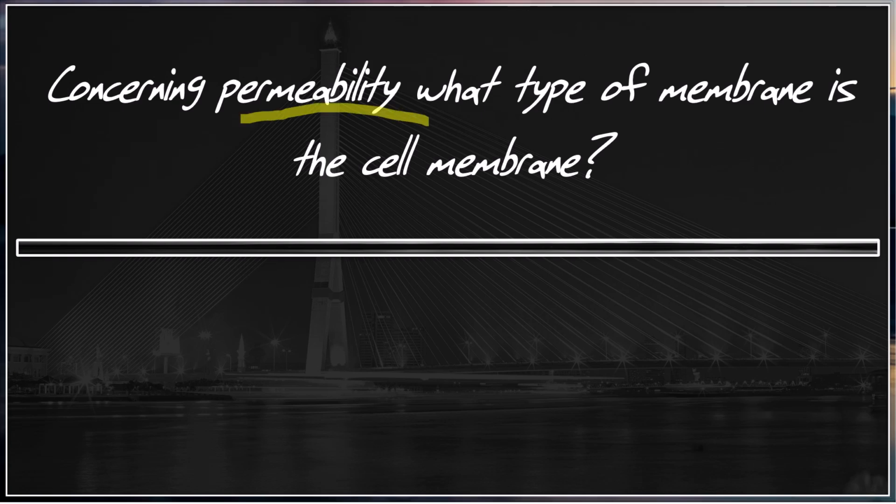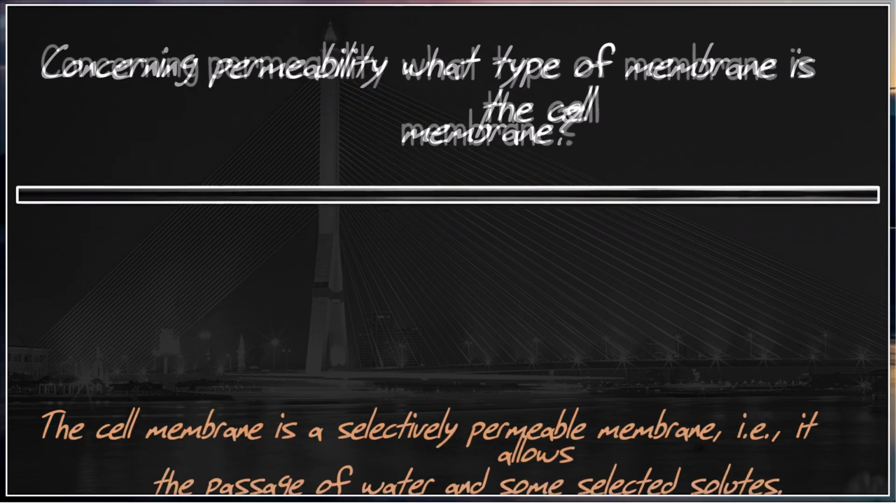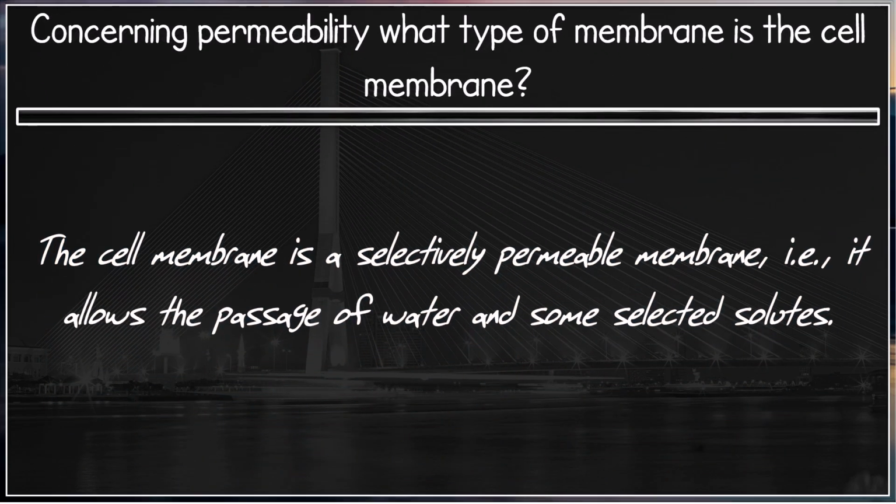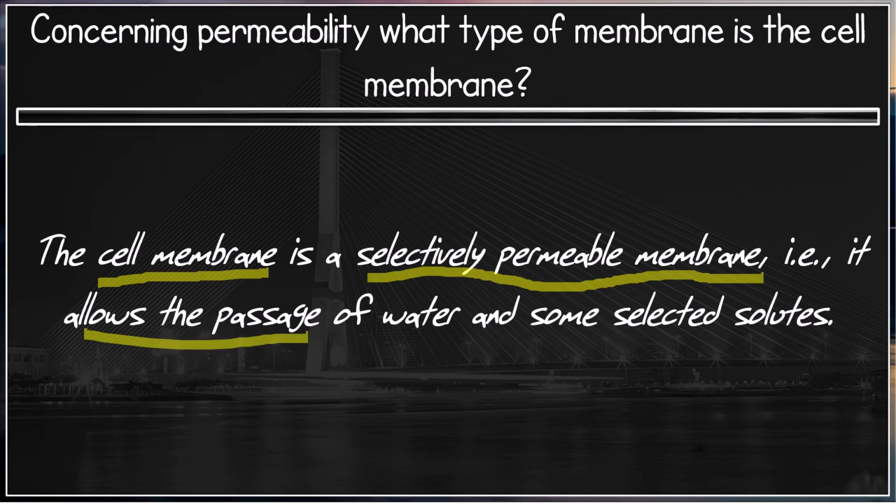Concerning permeability, what type of membrane is the cell membrane? The cell membrane is a selectively permeable membrane. That is, it allows the passage of water and some selected solutes.